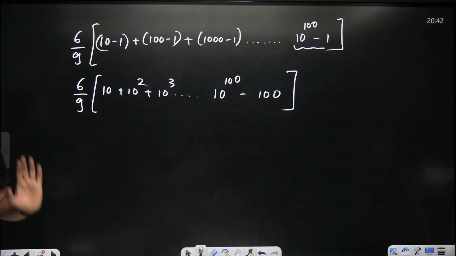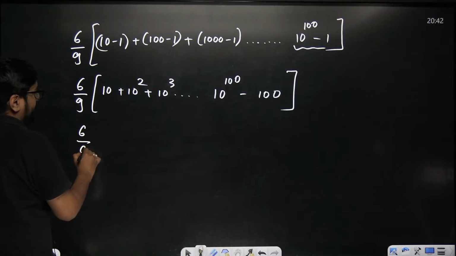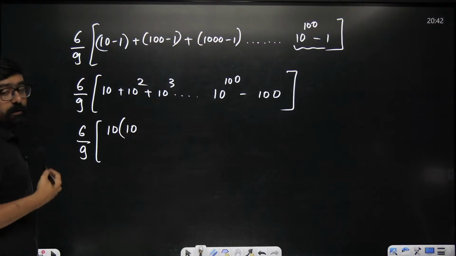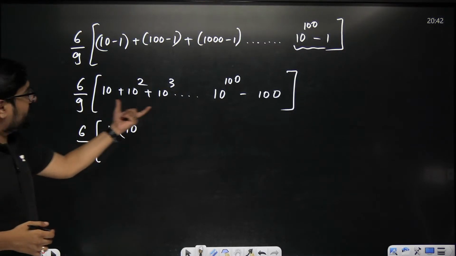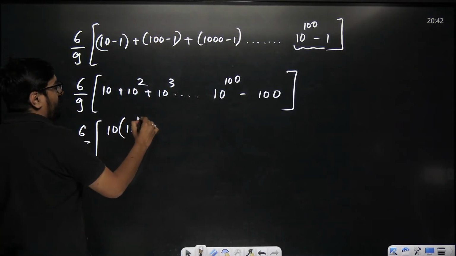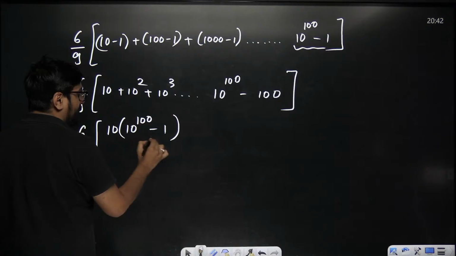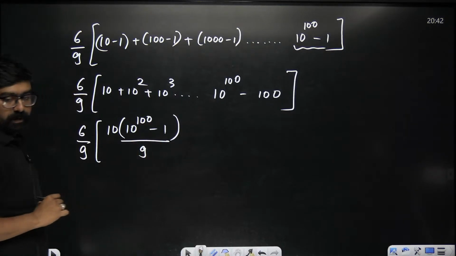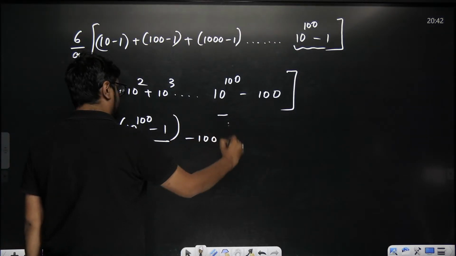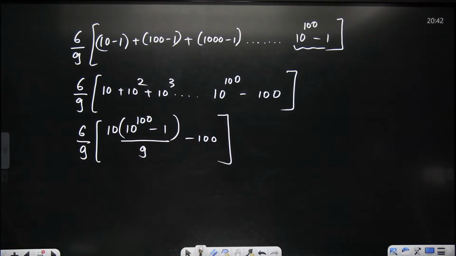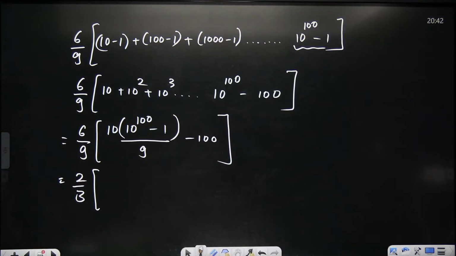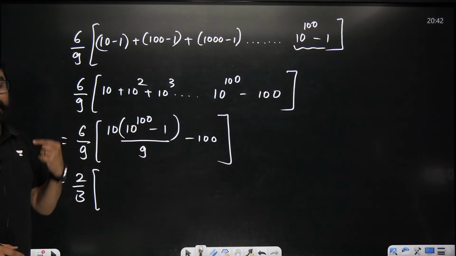Okay, this series we know how to solve. This is a GP: 10, 10 square. The first term is 10, the common ratio is 10. How many terms are we looking for? We are looking for 100 terms. So it is 10 into (10 to the power 100 minus 1) divided by (10 minus 1), that means 9. And minus 100 is also there. Now 6 by 9 is 2 by 3. Let's write it as 2 by 3, then here we have 10 to the power 100 minus 1.